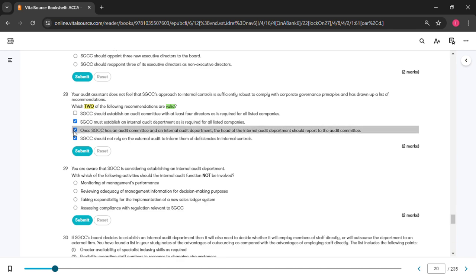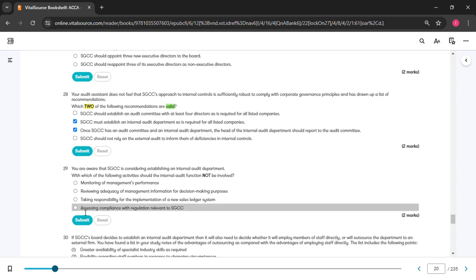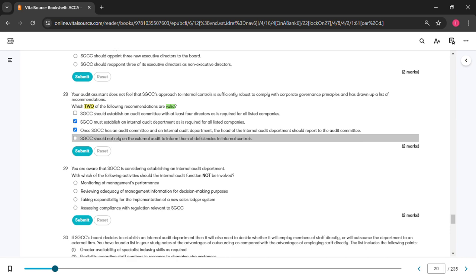If you take this one, which one will you remove? The last one. Because in each listed company there should be an internal audit department. Who will appoint the internal audit department? The audit committee. If that is the case, should SGCC rely on the external audit to inform deficiencies in internal control? What is the role of external auditors? They say SGCC should not rely on external auditors. Means they should not rely. Is it right or wrong? Right. Then the answer is 3 and 4.